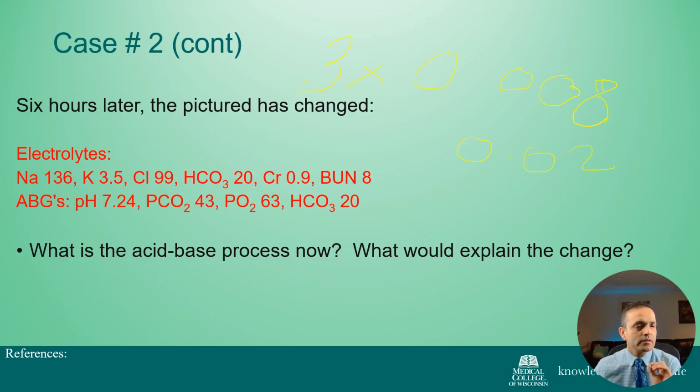Number two, this patient has an anion gap metabolic acidosis. Now you need to find out the cause. So the next step is going to be checking lactic acid.